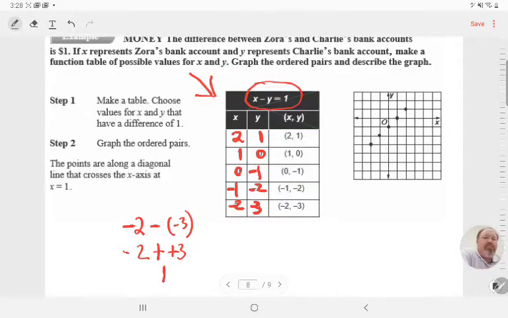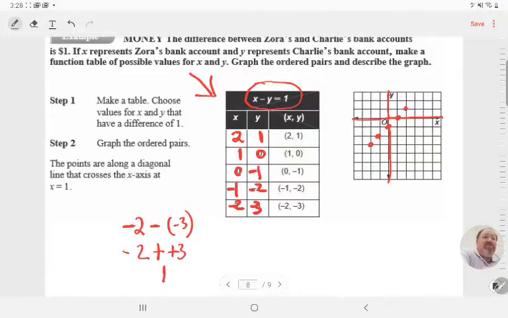Okay? All right, so then we graph those, and here's my origin there. So right where the y and the x meet, that's my origin. So 2, 1 would be here. And then 1, 0 would be here. And then 0, negative 1 would be here. Negative 1, negative 2 would go here. And negative 2, negative 3 would go here. Okay? So now I have graphed it.